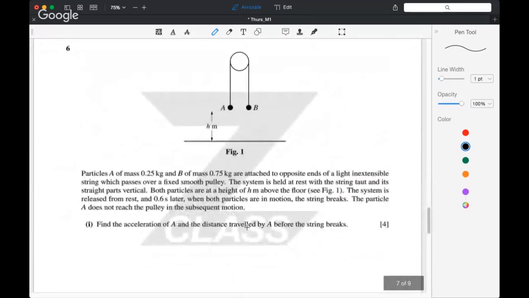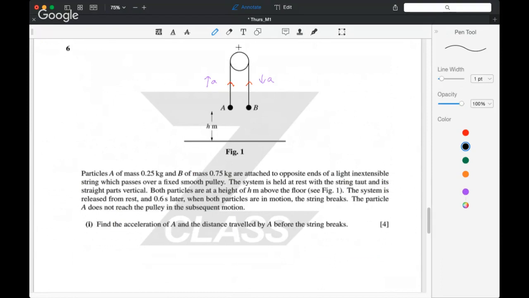Okay, pulleys. Everyone loves them. These kinds of questions always rely on the fact that the tension in this string is the same as the tension in that string, and that this acceleration is the same as this acceleration of the objects. So this is all you need to know to solve these equations. But let's go into a little more detail.